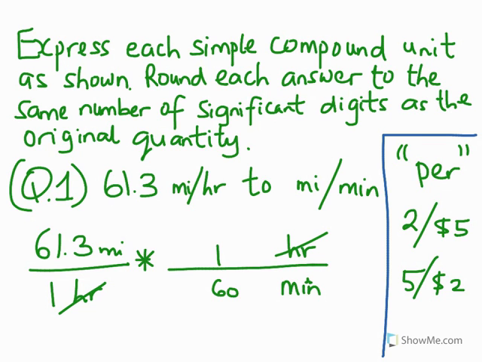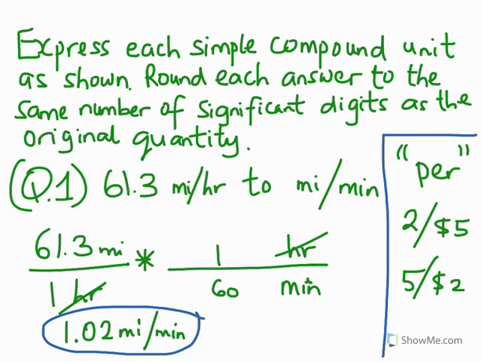And if we round it up to the same number of significant digits as the original quantity, which has 3 significant digits, we have 1.02. Now this is miles per minute. Okay? And this becomes our answer here.